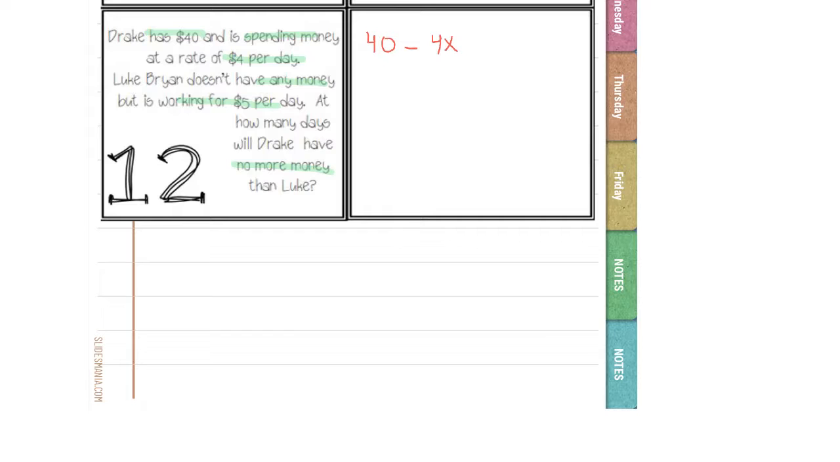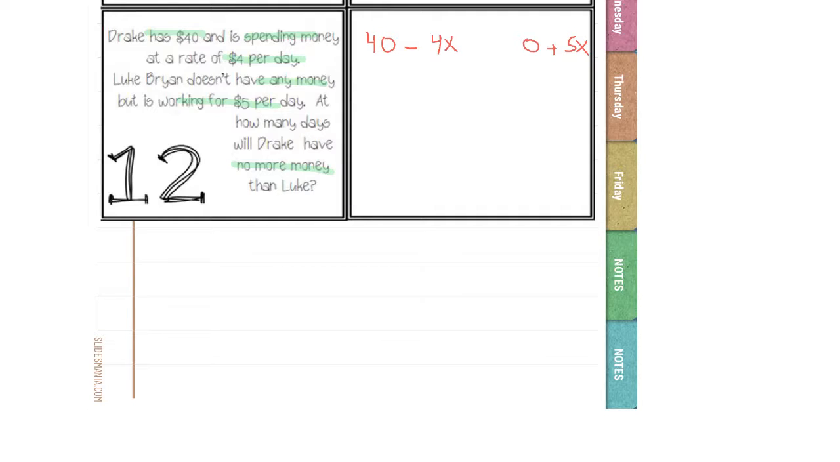Luke Bryan doesn't have any money, but is working for $5. So he has no money, but he is working for $5 per day. So he's getting money. There's addition happening, okay? That's why we get that plus. And we have the x because we don't know how many days he's working.